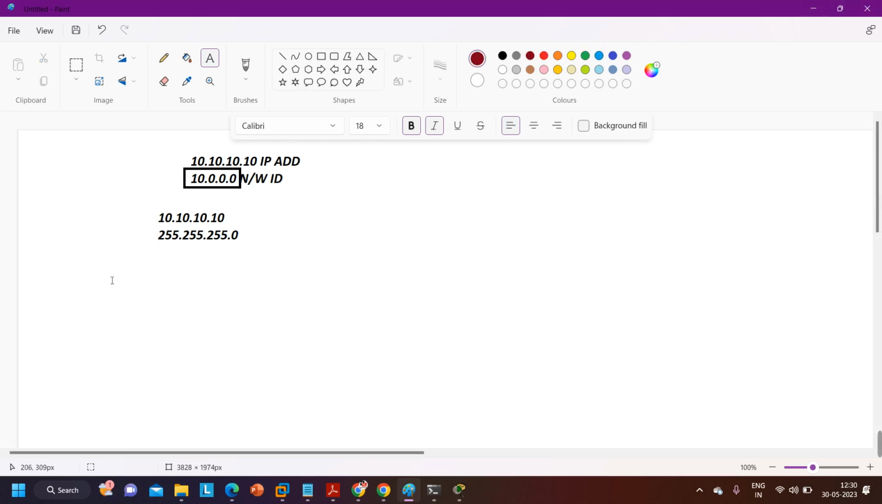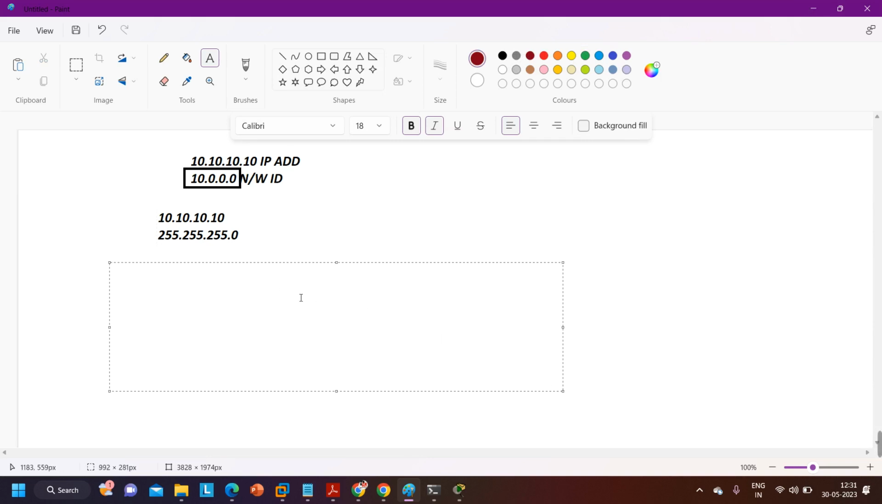So can you tell me what the binary of 10 is? 00001010. Then again 00001010, then 00001010, and then 00001010. After that, you convert your subnet mask into binary.